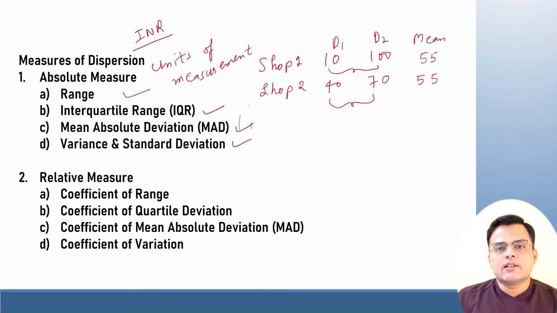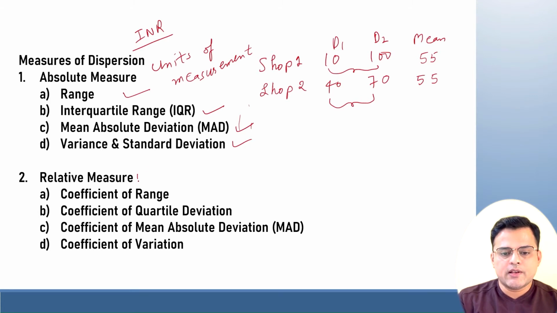Due to this drawback, the absolute measure cannot be used to compare two different sets of variables. For example, I cannot compare the absolute measure of salary with respect to age because both are in different units, and hence we go with relative measure.